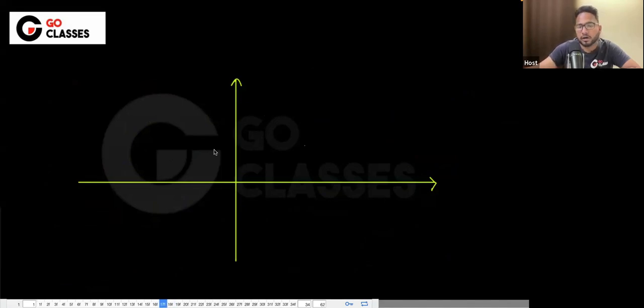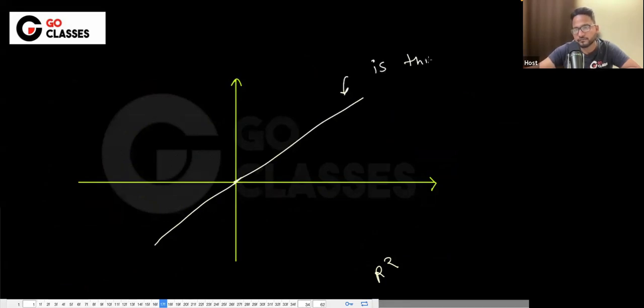So let's suppose this is R2. Now in this R2, suppose you have one line, something like this. Is this line a vector space? Then the answer is yes.